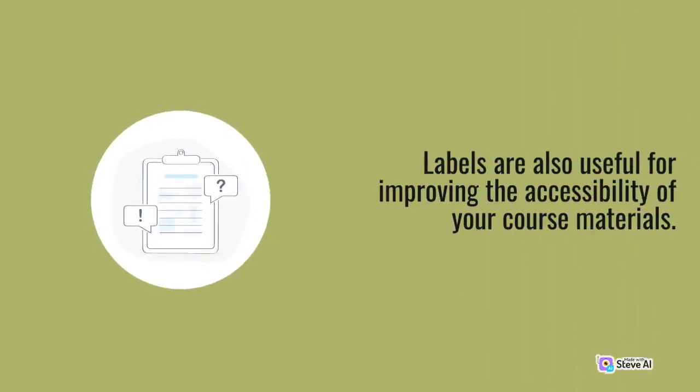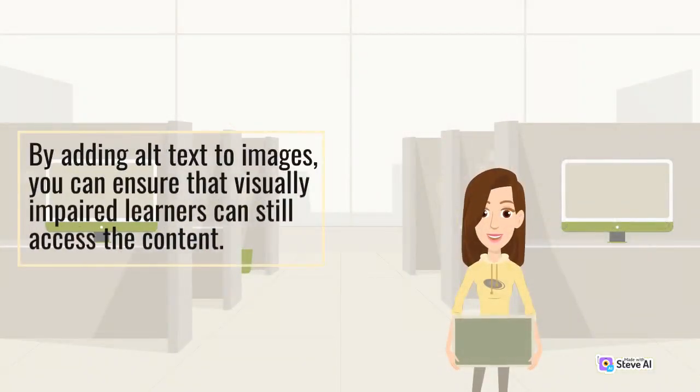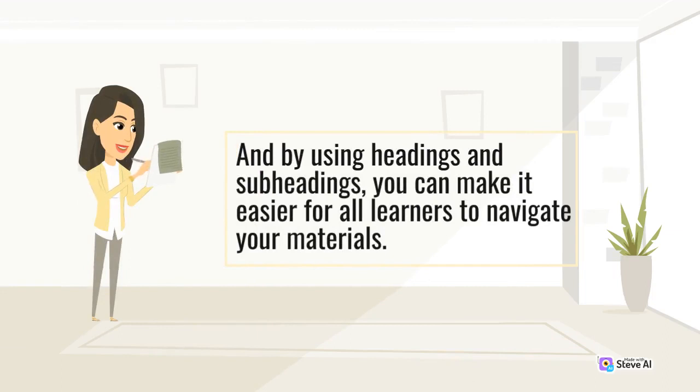Labels are also useful for improving the accessibility of your course materials. By adding alt text to images, you can ensure that visually impaired learners can still access the content. And by using headings and subheadings, you can make it easier for all learners to navigate your materials.